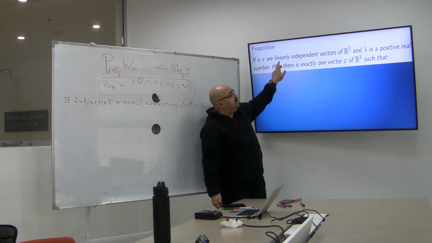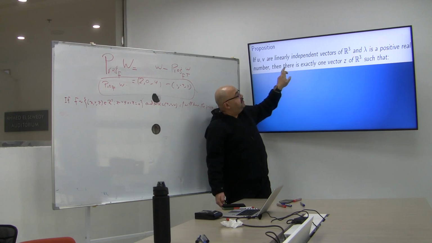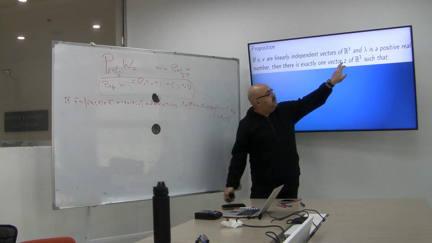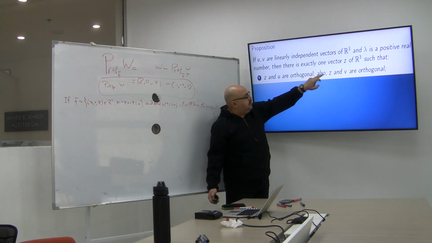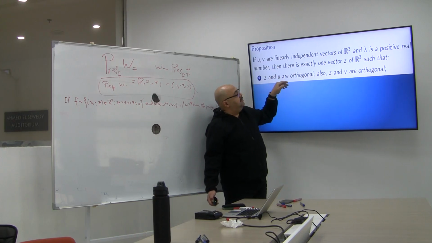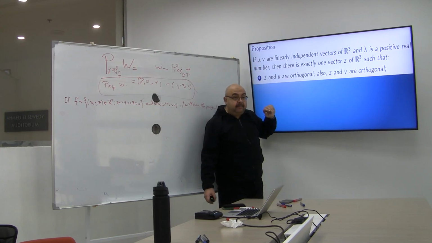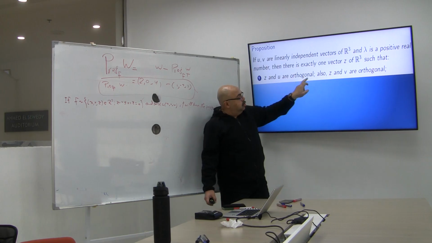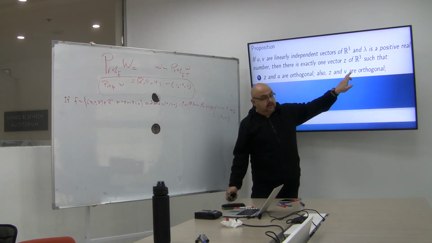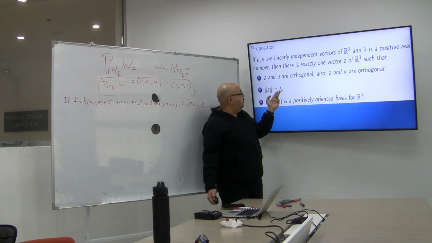If u and v are linearly independent vectors of R3 and lambda is a positive real number, then there is exactly one vector z of R3 such that z is the result of the cross multiplication of u and v. Okay? So z and u are orthogonal, and also z and v are orthogonal. Also, the magnitude of z will equal lambda.